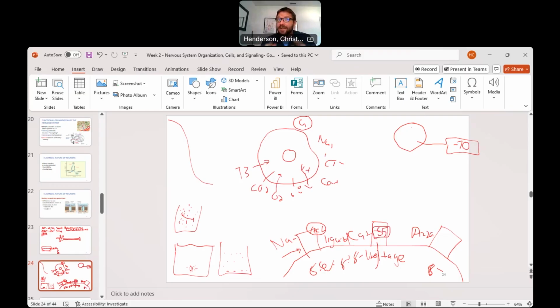And we can change the inside of a cell's voltage by either letting out ions or letting in ions. That'll change the voltage of the cell. If the voltage changes, those channels open up.